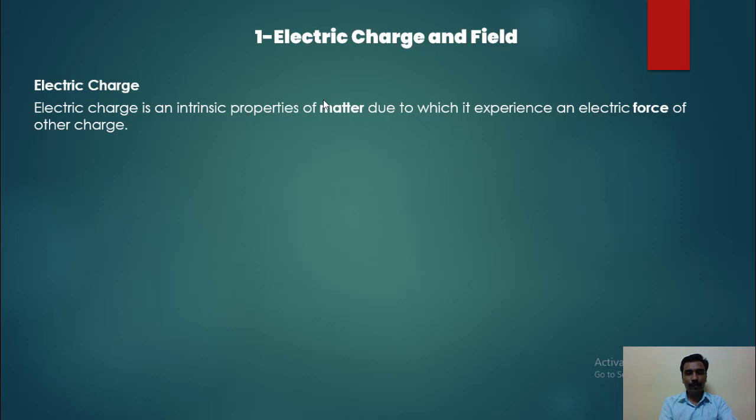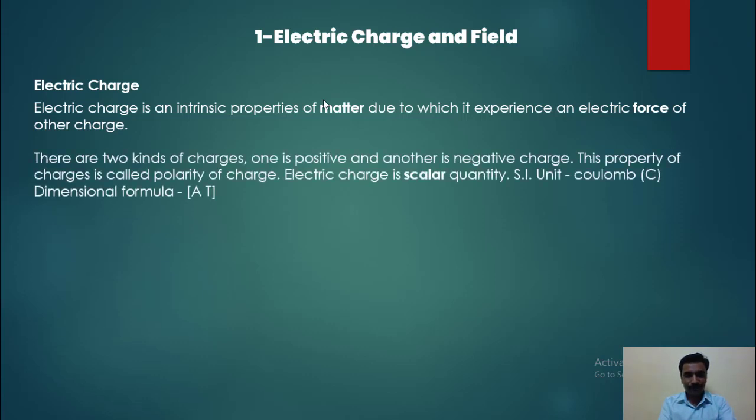Now, this property of matter is intrinsic, meaning it cannot be studied further, or it is not a byproduct property. Now, what exactly is matter here? Matter may be electrons, protons, alpha particles, beta particles, positive ions, negative ions, molecules, particles, anything which possesses this electric property. But remember, neutron and photon do not possess this property because they are electrically neutral. They don't have any charge. They do not experience any electrostatic force. Now, this property is a scalar quantity. Its unit is coulomb.